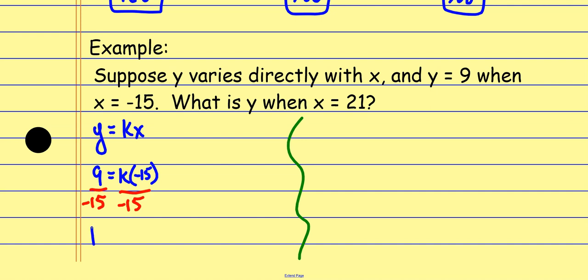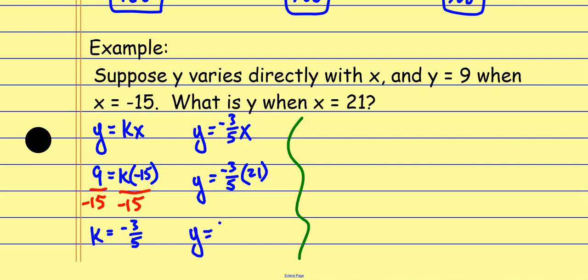And so when I do that, I get k equals, this is going to be a negative 3/5, which means the equation of this line is y equals negative 3/5 x. And that's it. That's direct variation. And so to answer the actual question, it says, what is y when x equals 21? So all I have to do is plug a 21 in here. So I plug a 21 in, and it's just a little bit of multiplication. So that's y equals a negative 63 over 5.